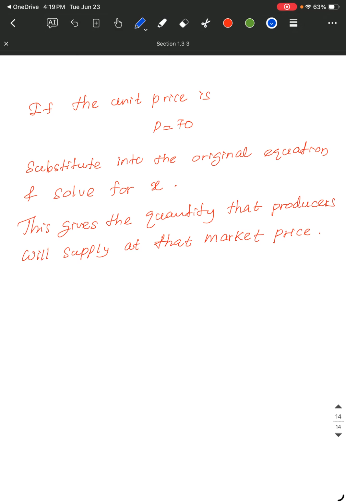Okay, the original equation is 3p minus 7x equals 1053. Substitute 70 for p here. Try it.